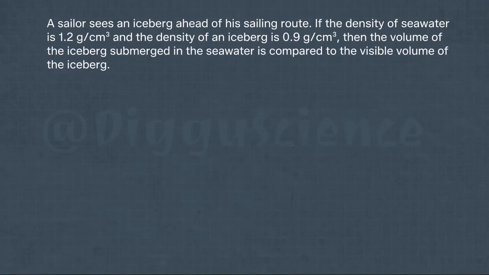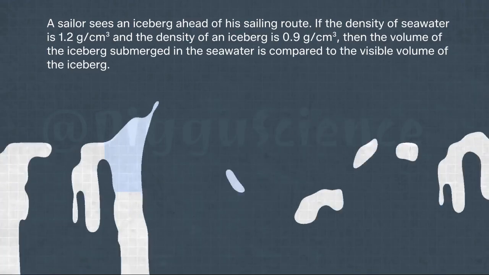A sailor sees an iceberg ahead of his sailing route. Now, we're asked to calculate the volume of the iceberg submerged in seawater compared to the visible volume of the iceberg. This blue box represents a side view from the sea.